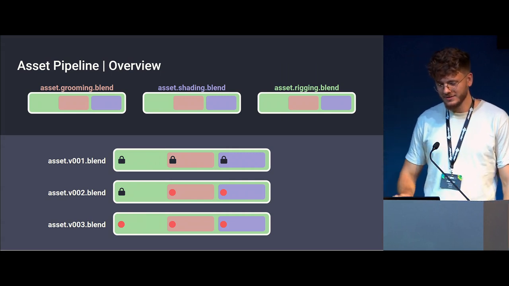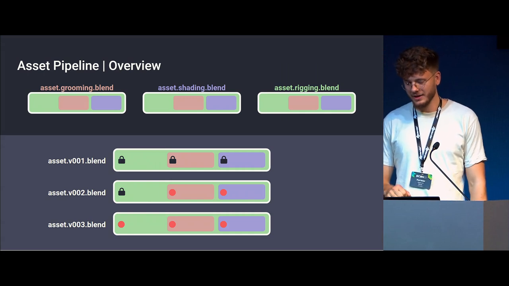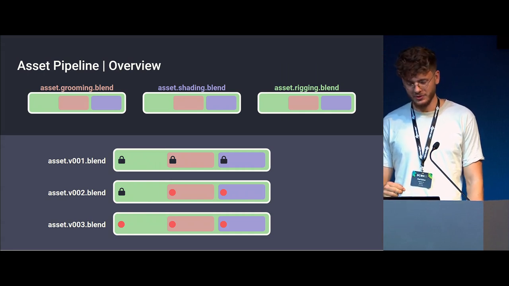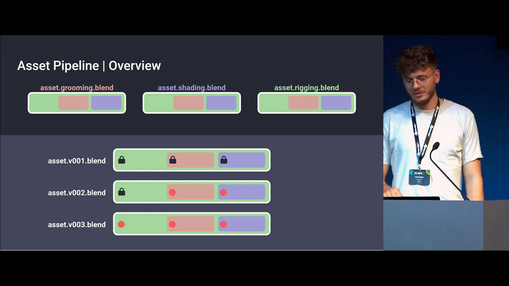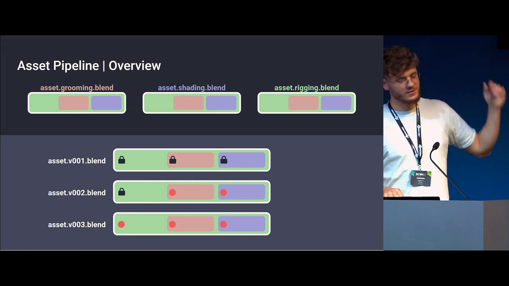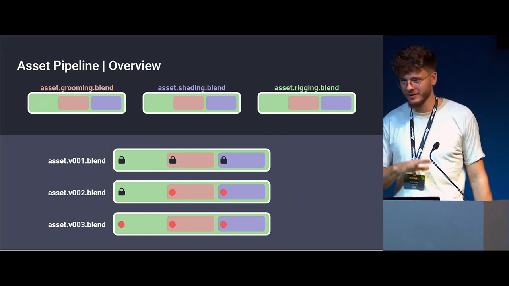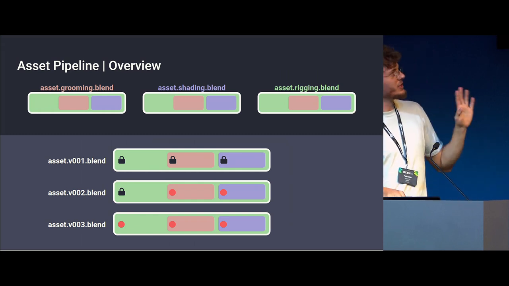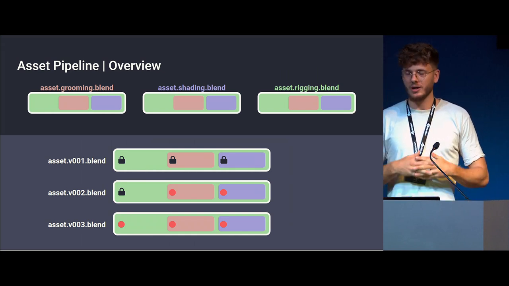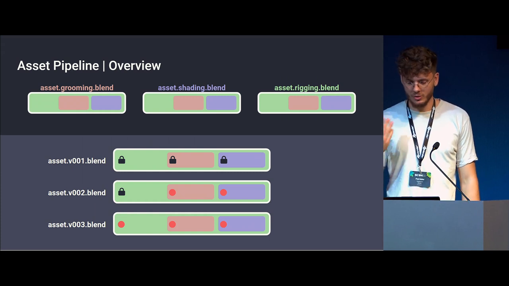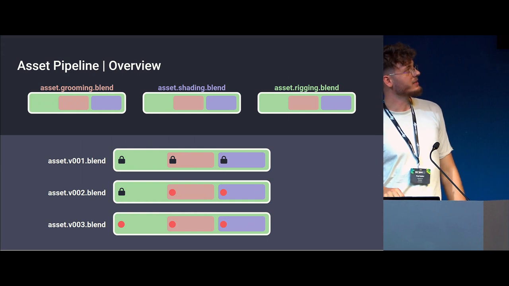So, with the last three slides in mind, let's have a look at what an asset directory actually might look like, and I will try to break it down for you. So, we have a couple of asset task files here on the top, and some asset publish files or versions on the bottom. I might use the term version and publish interchangeably, but they refer to the same thing. So far, pretty good and actually pretty common. And in each file, you have a colored representation of our task layer definitions that we did for this whole project. So green is rigging, red is grooming, and violet is shading.